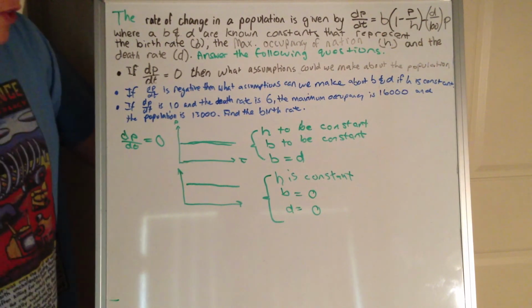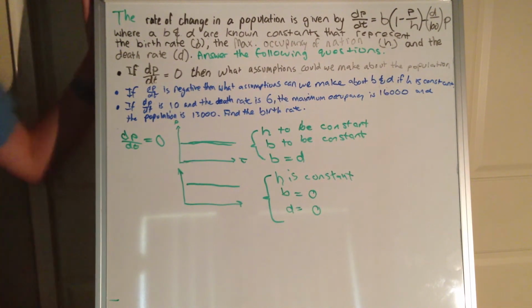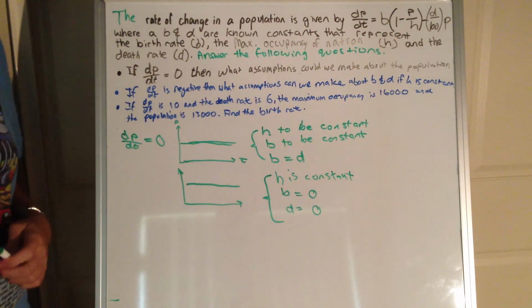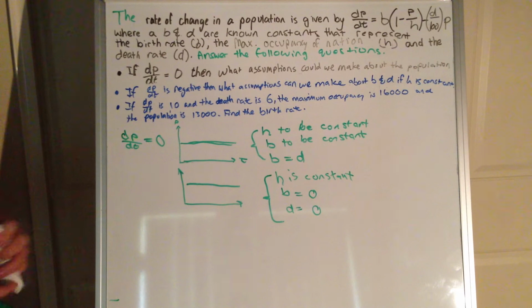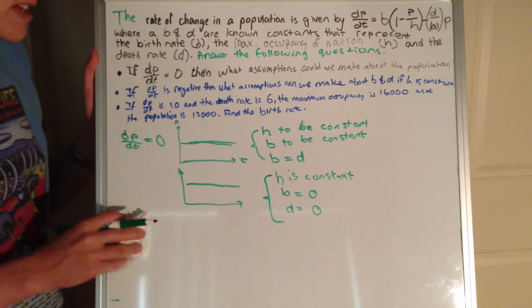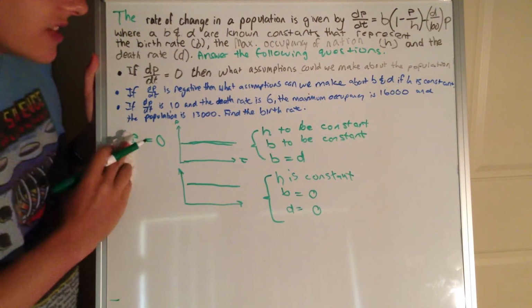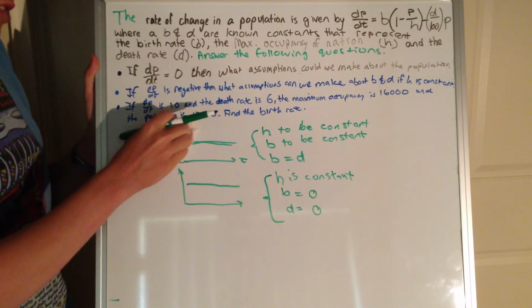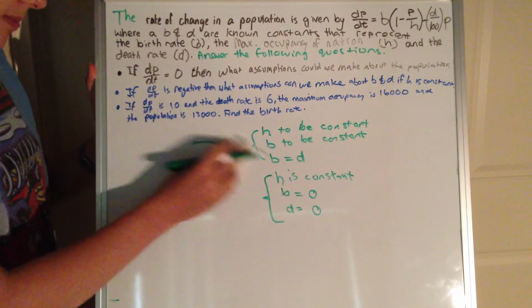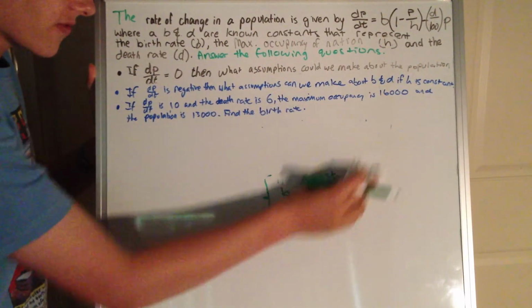And that's just a few little ideas about why we could have some of those assumptions about the values of b, h, and d from the equation. So let's move on to the next question, which asks, if dp over dt is negative, then what assumptions can we make about b and d if h is constant? So again, this is just applying calculus knowledge and rates of change to a real-world application, population, and working out what the factors involved are.